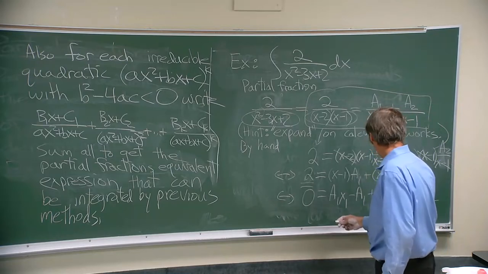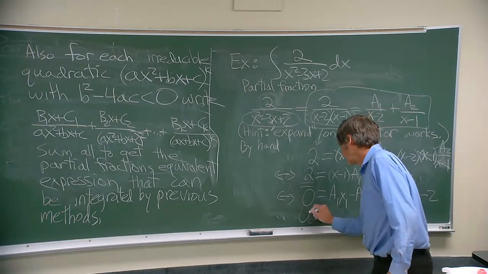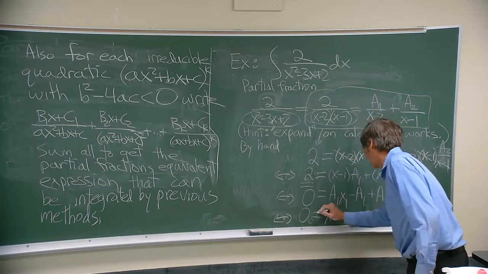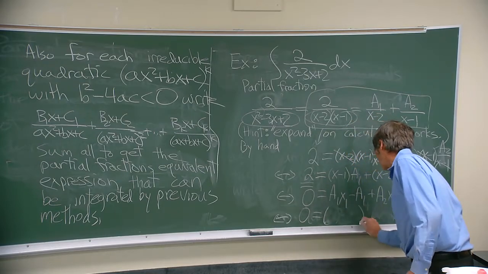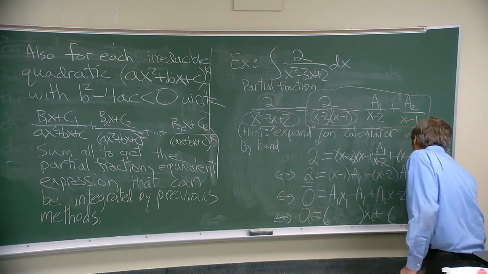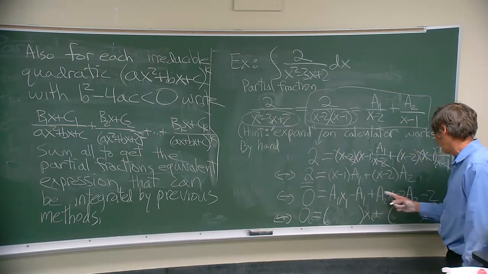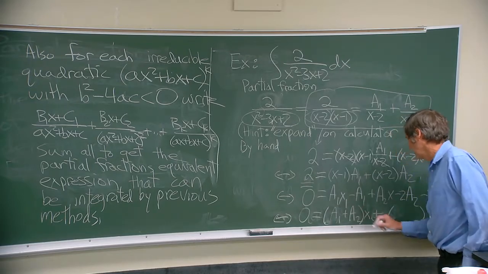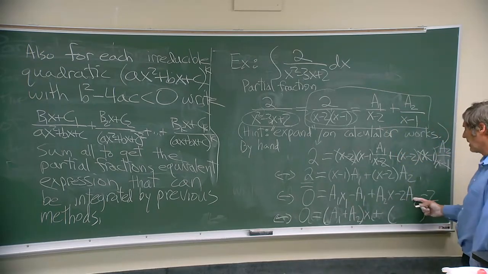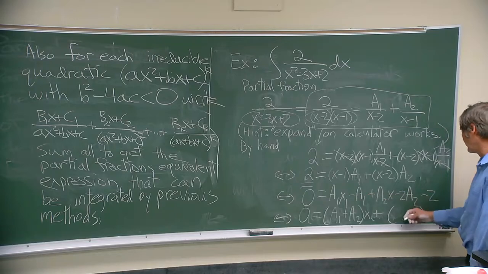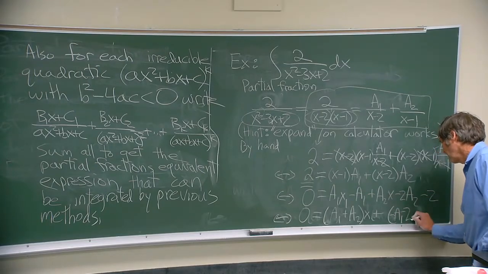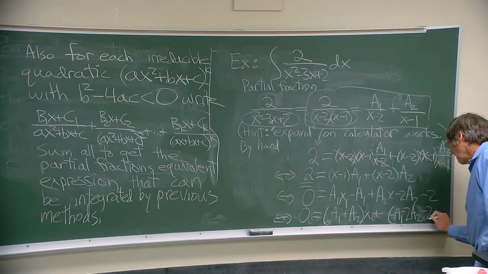I think you can see the bottom of the board, can't you? Yeah. Okay, so now you've got, equivalently, 0 equals something times x plus something, grouping like terms. All the x terms are A1 plus A2. And then the constant terms are minus A1 minus 2A2 minus 2.